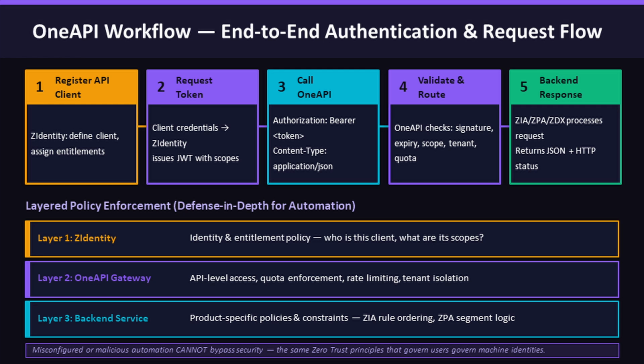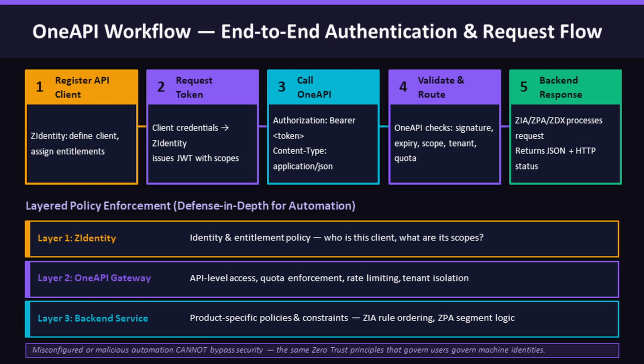Step 5. Backend response. The backend service, ZIA, ZPA, ZDX, or ZCC, processes the request and returns a response with an HTTP status code and JSON body. One API passes this back to your automation code. Now look at the layered policy enforcement model below the flow diagram. This is defense in depth for automation.